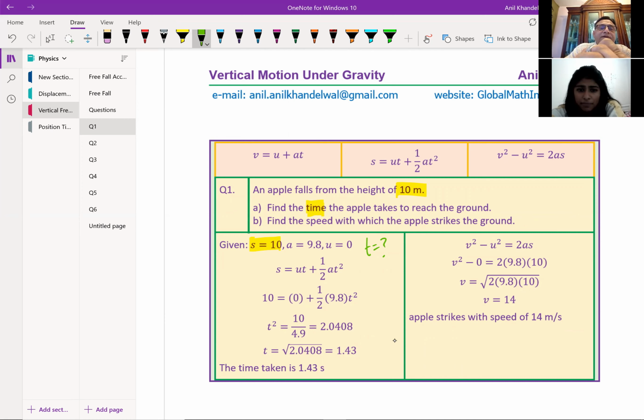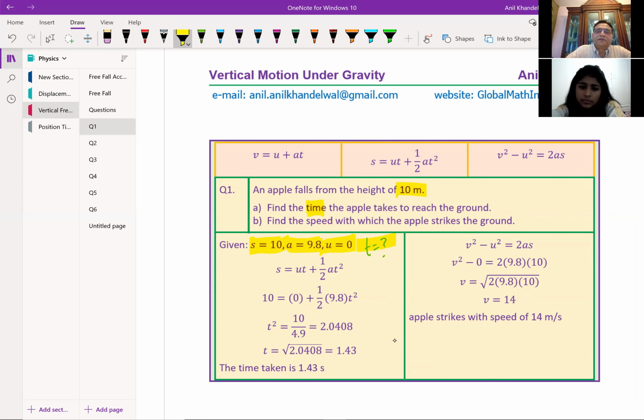An important thing here is when we say an apple falls from the height, we'll assume that the initial velocity is 0. They may not tell you that. It just falls; it was hanging there, it falls. So the initial velocity is 0. That is given to us. And always, always, always, acceleration 9.8 is given to us. So A is given to you, U is given to you, S is given to you, T is what you need to find.